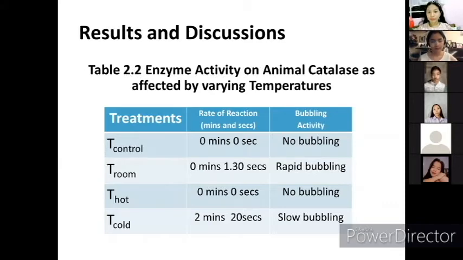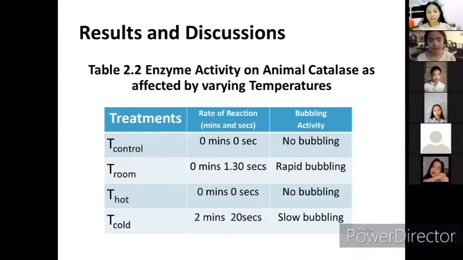This table aims to show how temperature affects the animal catalase. At room temperature, the catalase works perfectly and showed rapid bubbling just 1.30 seconds after the first drop of hydrogen peroxide. However, in hot temperature, the catalase didn't yield any catabolic activity. Based on literature, the capacity of macromolecules or enzymes is affected by hot temperatures. Therefore, hot temperatures disabled or damaged the catalase. That's why it didn't show any bubbling activity.